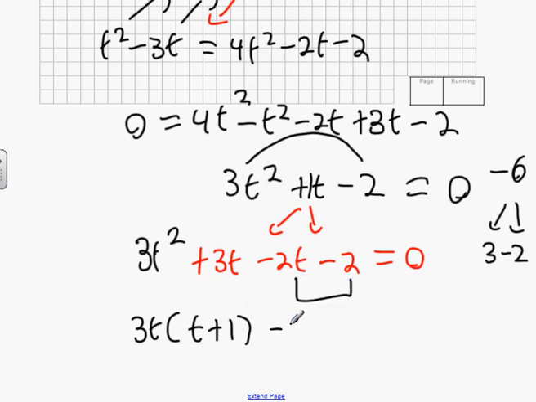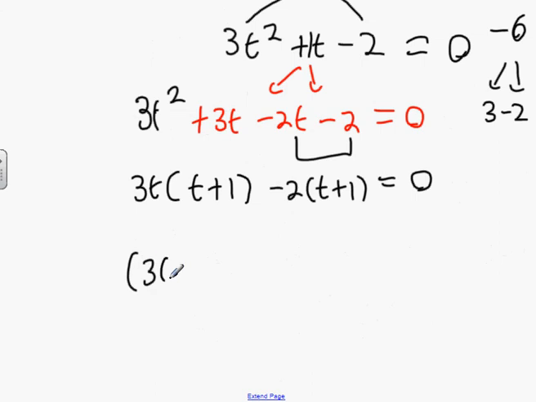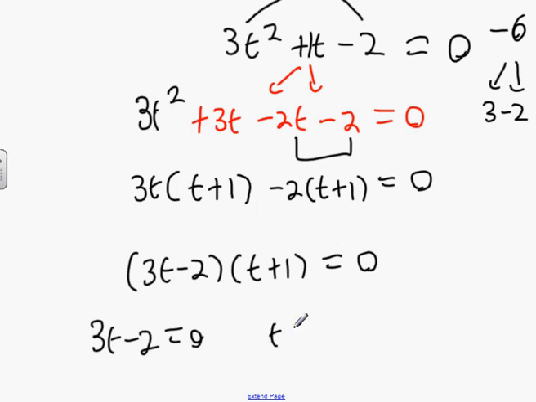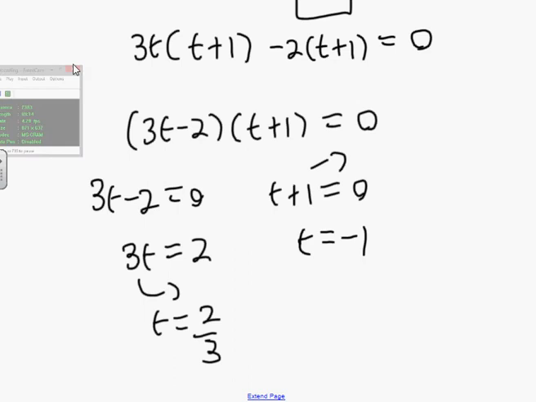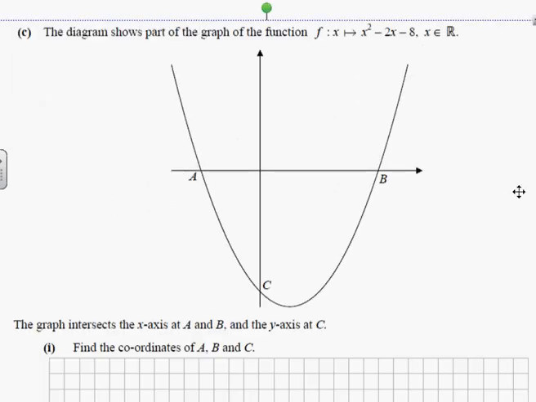After that, factorize. Same bracket, t. Minus 2 into t plus 1 equals 0. After that, 3t minus 2 into t plus 1 equals 0. Then after that, 3t minus 2 equals 0 and 3t plus 2. After that, 3t equals 2. And then after that, t equals 2 over 3. Okay. This one here, let me explain.